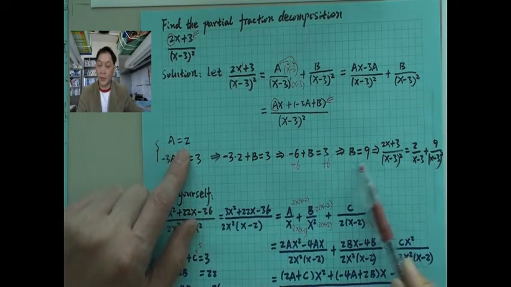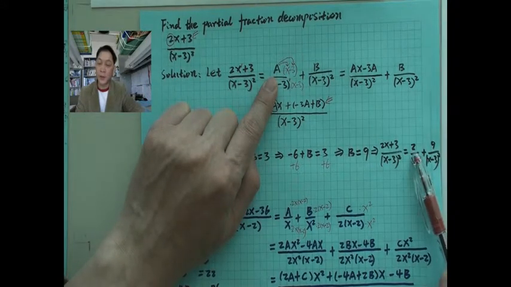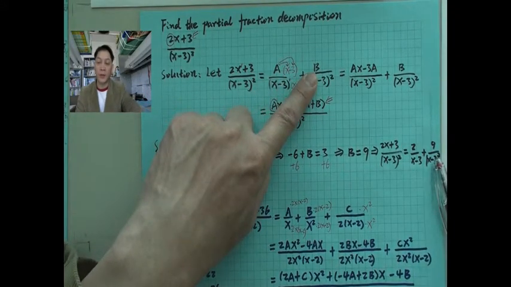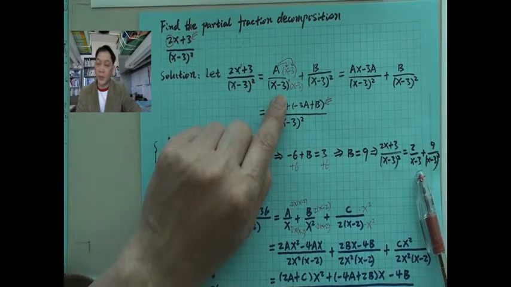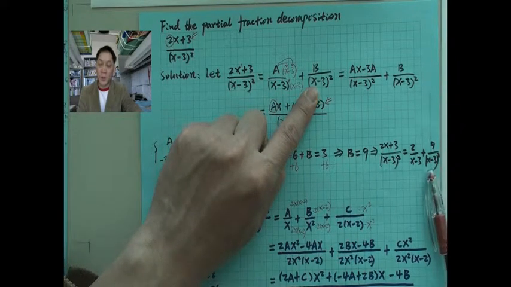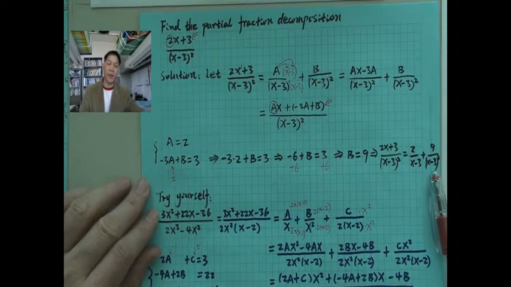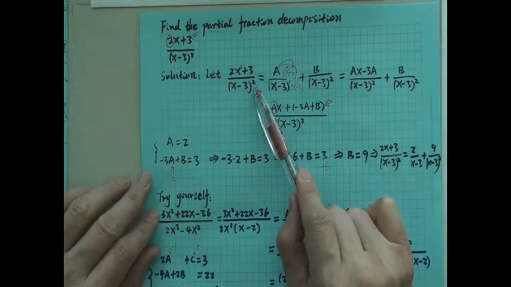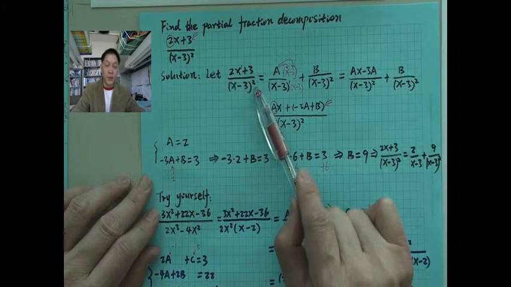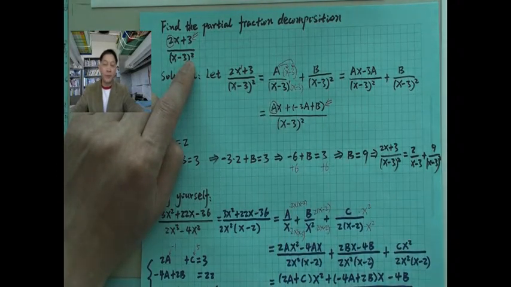So you have a is 2, b is 9. And then you put it back here. A is 2, b is 9. And then x minus 3 for this denominator, and x minus 3 squared for the second denominator of the fraction. Okay, this one. It has a square right here, x minus 3 squared right here. That's important.